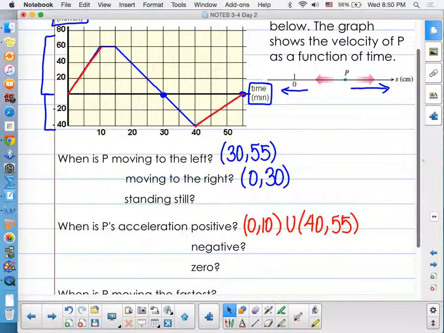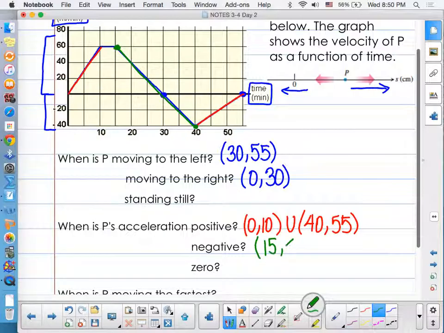Anywhere that it's indicating negative slope, so that would be from about here till about here, is when its acceleration is definitely considered negative. So its negative would be between 15 roughly and 40. And then where is it indicating an acceleration of 0? An acceleration of 0 is going to mean a slope of 0 on the velocity graph. So we're seeing that slope of 0 from a time of about 10 to 15 minutes.